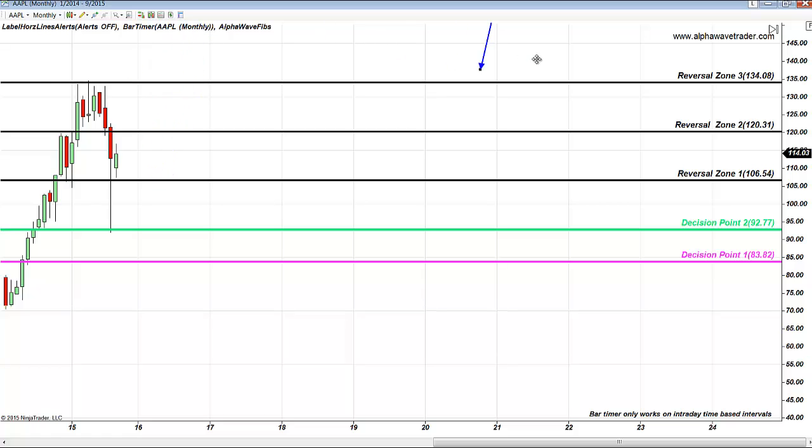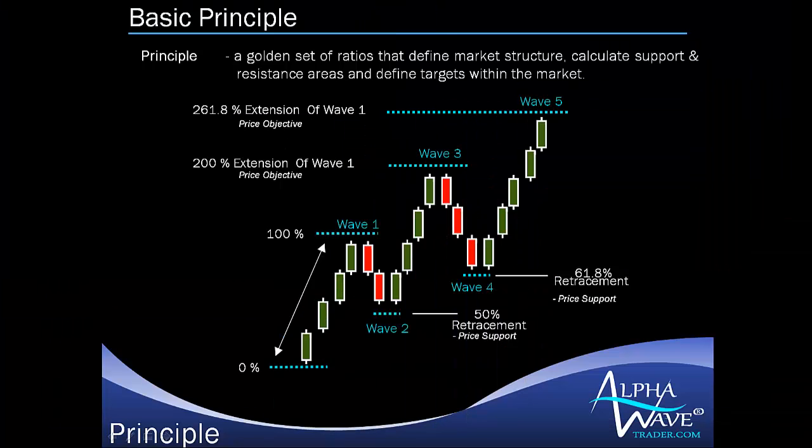Short on Apple based on Alpha Wave Trader method from 130 area. Worst case scenario from 125. You are not buying Apple now. Doesn't matter, if you day trader, doesn't matter if you buy Apple once every 10 years. Fundamentals mean nothing to me if they are not supported by the price.